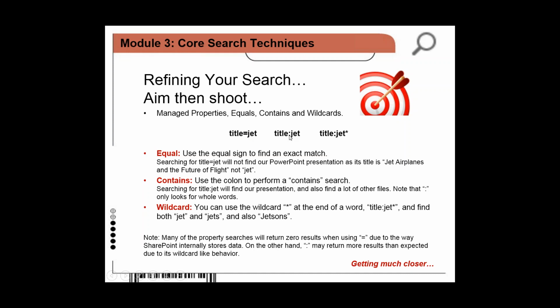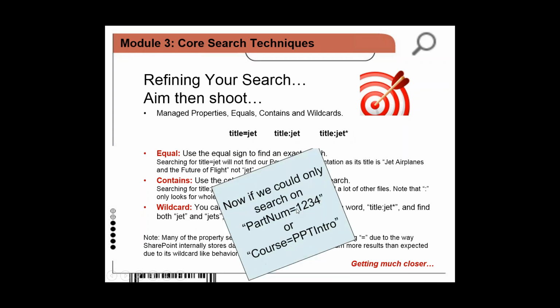Teach your users to type a colon. This means contained in. Now find every document that contains the word jet. By the way, this will not find a title that contains the word the Jetsons, because jet and Jetsons are two different words. If I use the contained in, the colon, I can also use an asterisk. That asterisk will broaden the search and let me find anything that starts with those three letters. Okay, so equals, contains, and the ability to use wildcards.